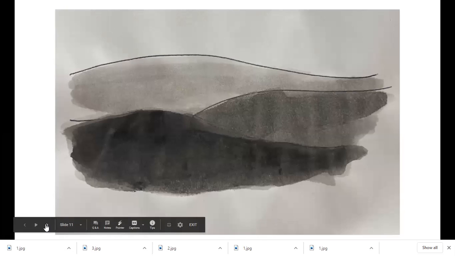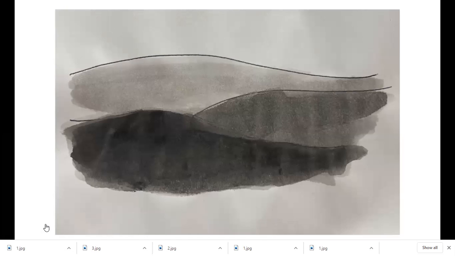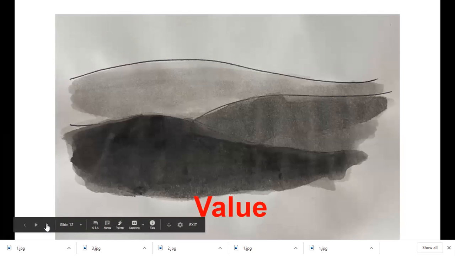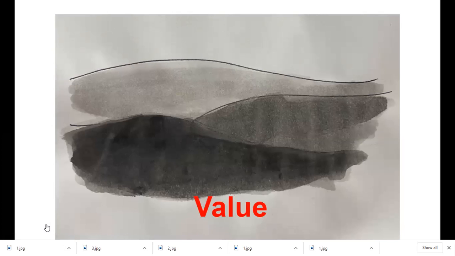What do you think is going on here to give a sense of depth? It is a change in value. Value in art is how light or dark a color is. And as you can see at the bottom, there's a dark hill, and then going up, there's a medium hill. And on the highest one is the lightest shade of gray.